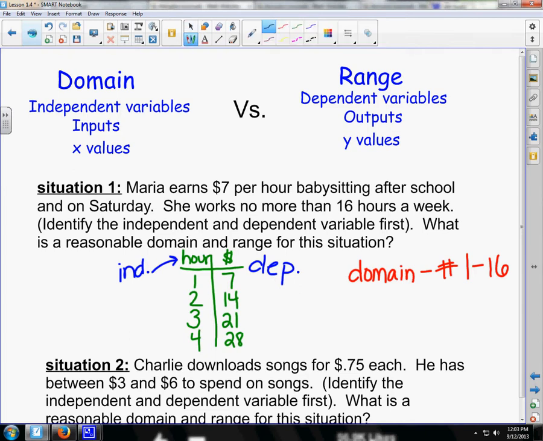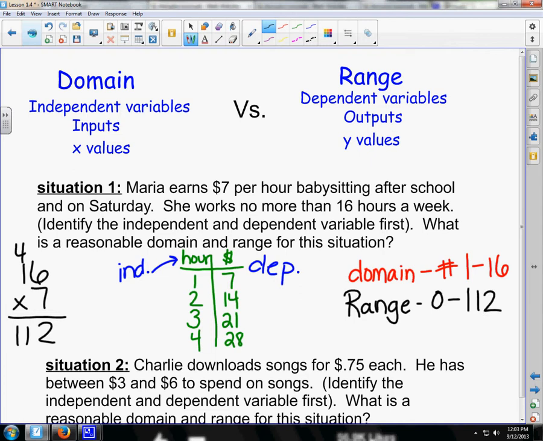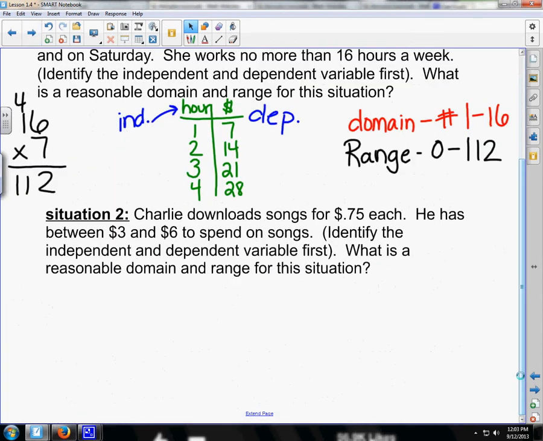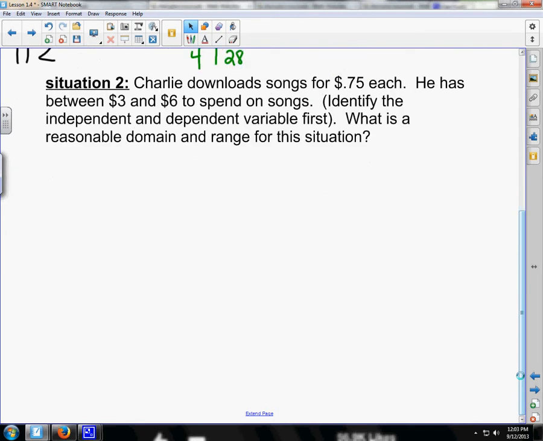Now for the range, she could work none and have $0. And then you'd have to figure out, okay, if she works 16 hours times 7, that's 112. So it would go up to 112. So that's my range. From 0, she could make no money. Let's say she's on vacation for a week, so she makes no money. Or she could work 16 hours a week and make $112. Hopefully this makes sense.